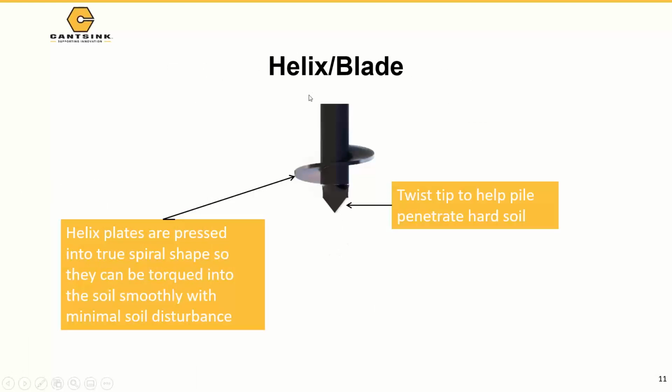The helical pile term comes from this helix. We call it helix, we call it blade, and you can see that these helical plates are pressed in true spiral shape to make sure that when we torque this helical pile in, there is minimum soil disturbance. And this twist tip helps the pile penetrate hard soil; sometimes we have it only when we have really very, very hard soil.